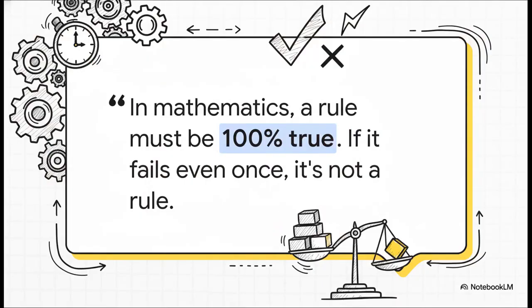And this gets to a core pillar of all of mathematics. A rule has to be true 100% of the time, every single time. If you can find just one single instance where it breaks, well, then it's not a rule. That inconsistency we just saw, it's a total deal breaker. We need a system we can rely on, always.